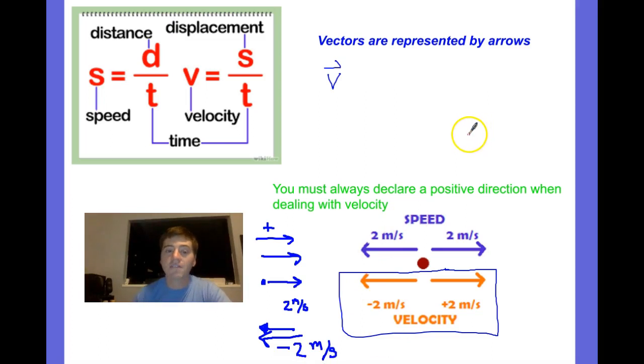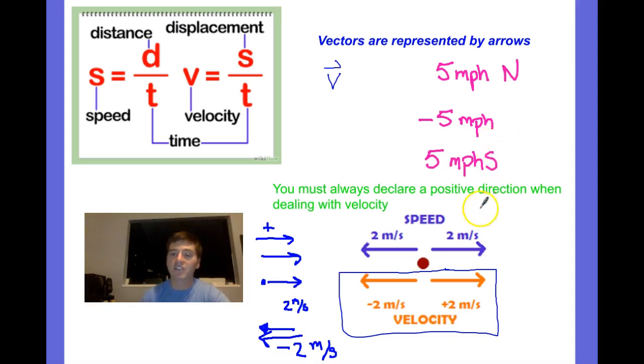You can also signify that by changing the direction. Let's say I was going 5 miles per hour north. If I then said I'm going negative 5 miles per hour now, that means you know that you're actually going 5 miles per hour south. So you've changed the direction. You've completely turned around because now it's negative.